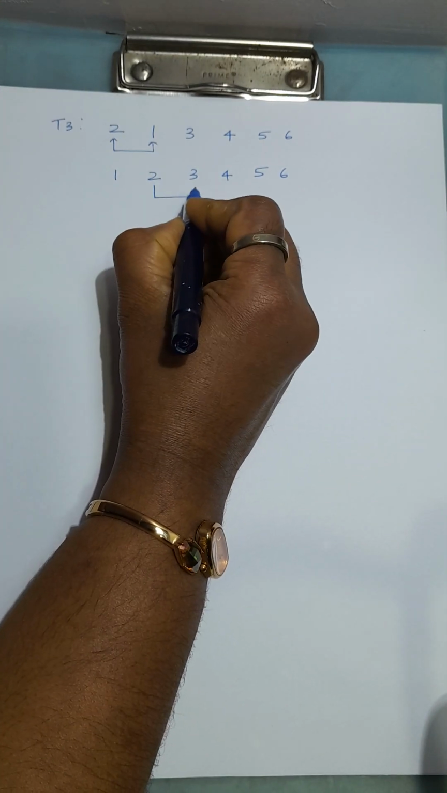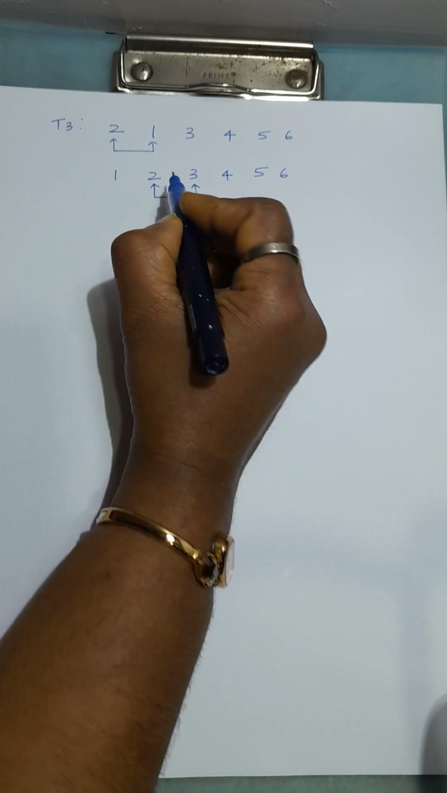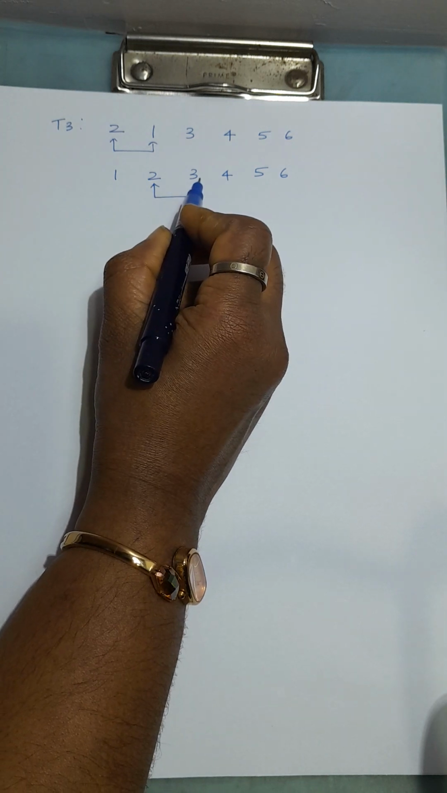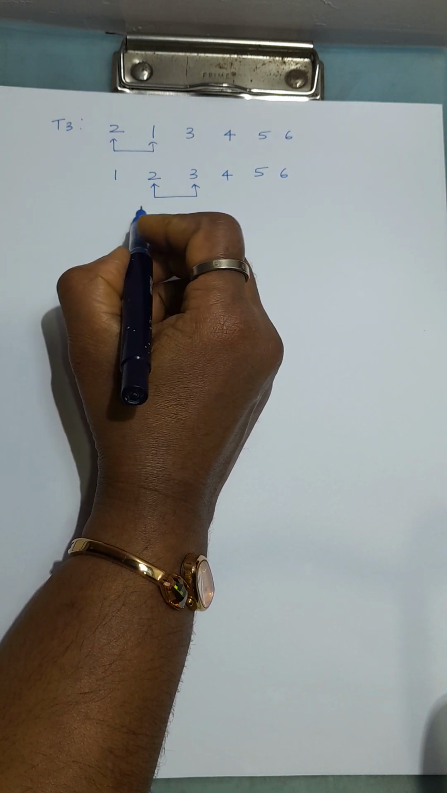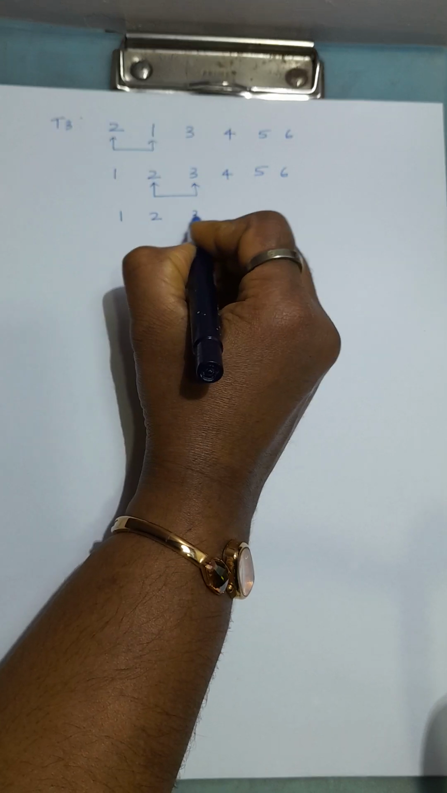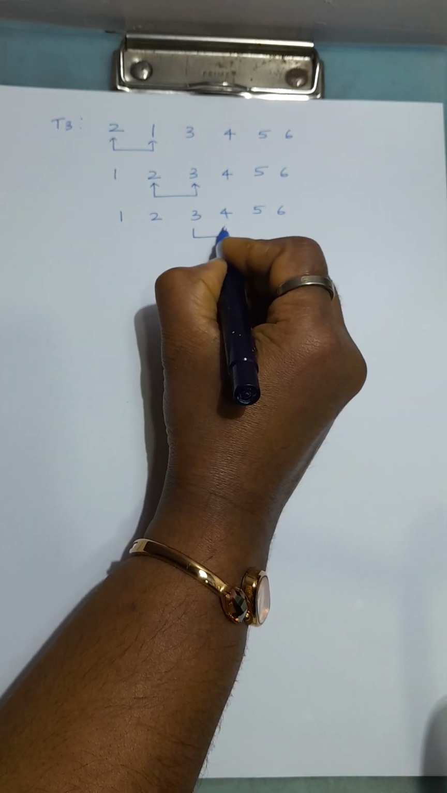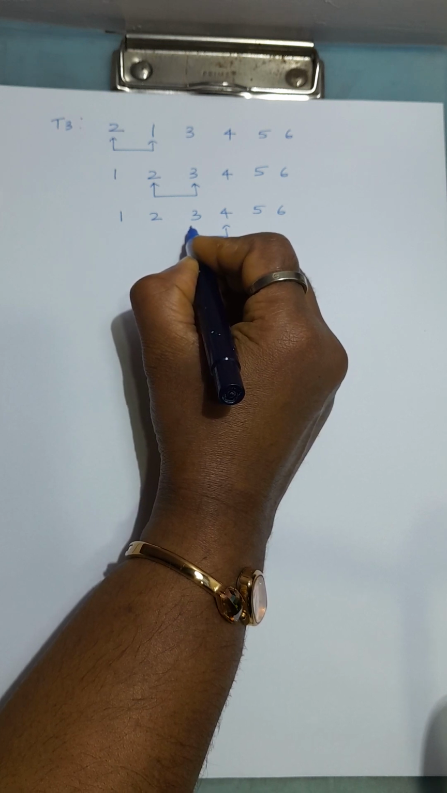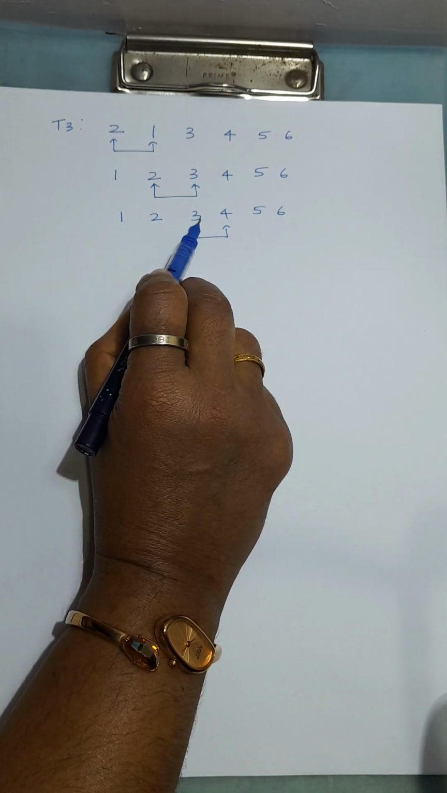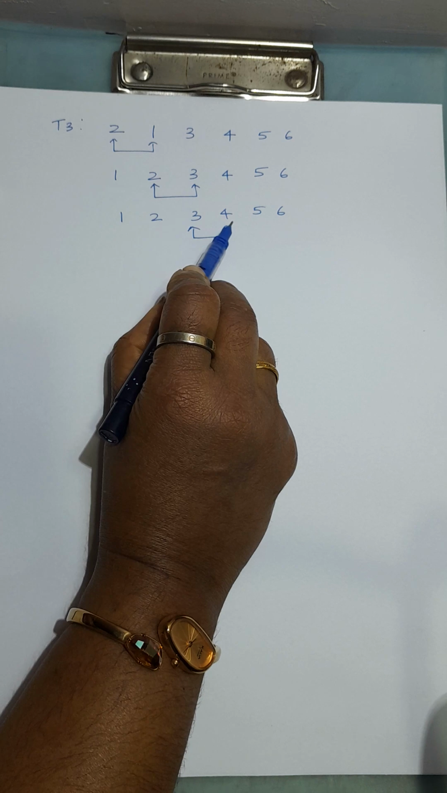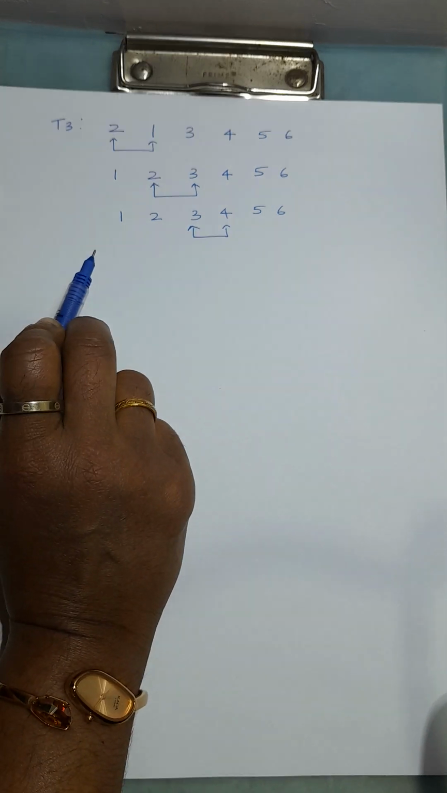Then the second element with the third element. Is 2 greater than 3? No, there is no change, so we leave as it is. Then next time when it is checking, it will be between 3 and 4. Is 3 greater than 4? No, so a swap is not required, so we stop.